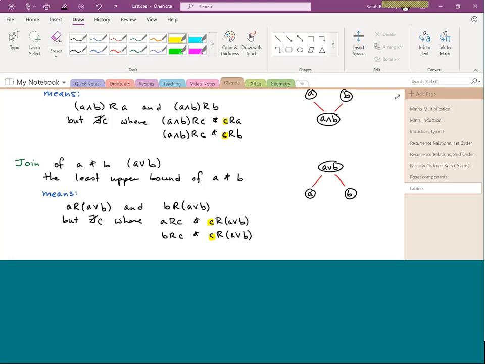The main thing is the meet and the join are the first elements in common to your two vertices A and B, or your two elements A and B from your poset, either going up the Hasse diagram or going down the Hasse diagram. Okay. So that's the idea behind these meets and joins.